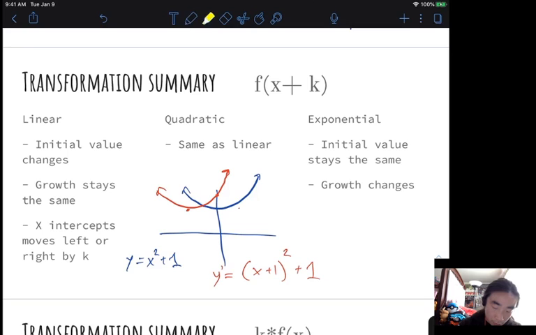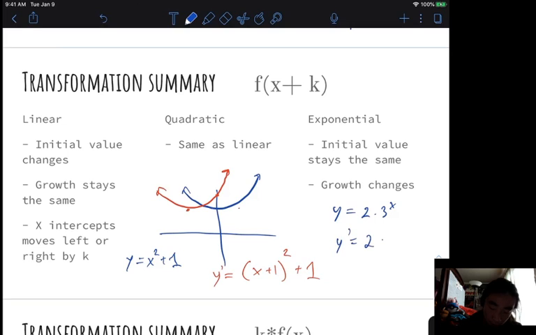y equals 2 times 3 to the x. If you were imagining, okay, now it looks like y equals 2 times 3 to the x plus 1. Your growth rate now has an extra 3 in there. 3 to the x, and then if you were to break it up in terms of exponents, there's an extra 3.